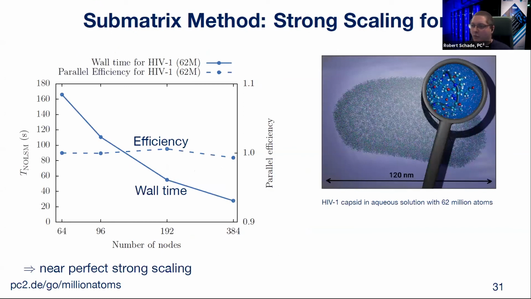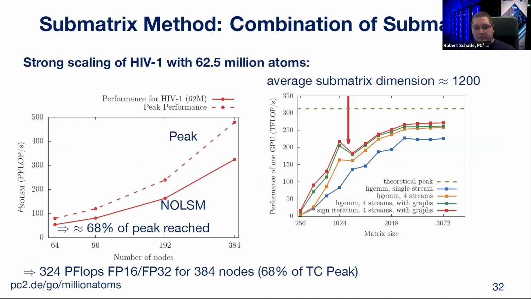Now here is a little bit more interesting example than bulk water, namely the previously mentioned HIV-1 virus capsid in water solution with about 62 million atoms in total. And here you can again see the number of nodes, up to about 400 nodes, corresponding to 1,500 GPUs. The time for the submatrix method, and then again the efficiency is very close to 1, also for this inhomogeneous system, which shows you again a very nice strong scaling result.